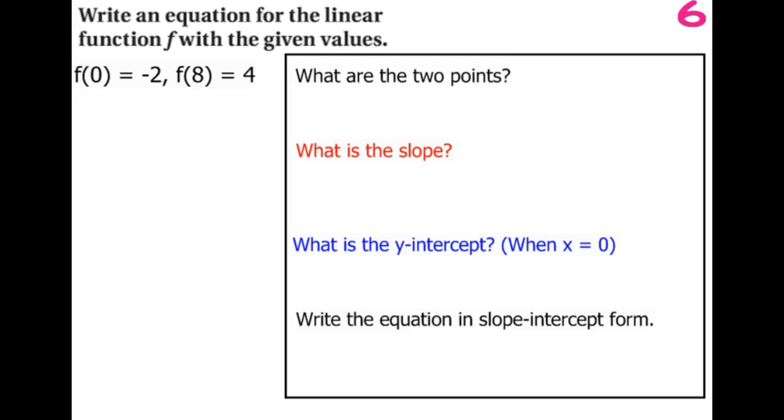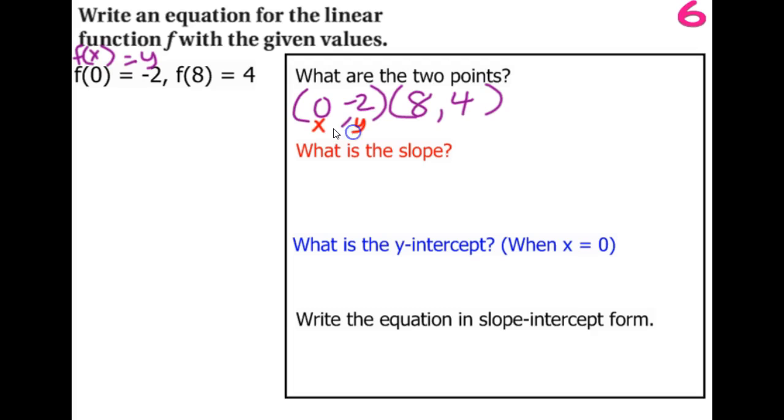I would like for you to try this one on your own, and then check the video to see if you got it right. So first, what are the 2 points? Our 2 points in the form x and y. This is f of x equals y, so 0, negative 2. And this one is 8, comma 4.